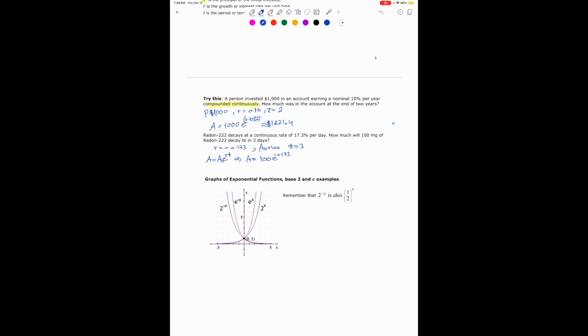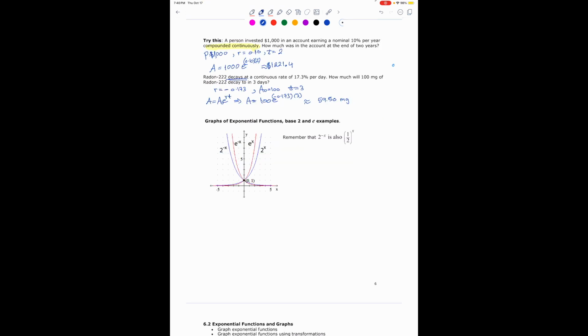The reason why we put the rate as negative is because it's a decay rate, so it has to be negative, less than 1, times the time, which is 3 days. And if you compute that, I will get approximately 59.50 milligrams of radon 222 remaining after 3 days based on that decay rate.